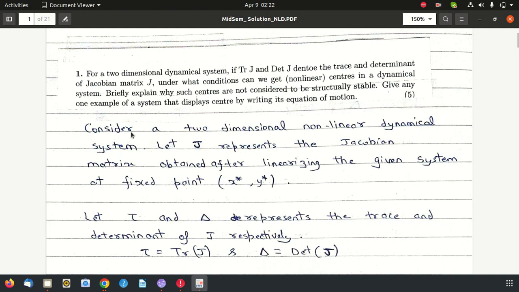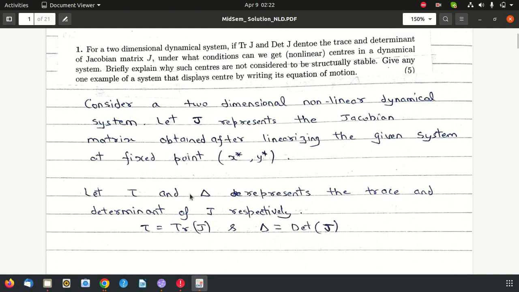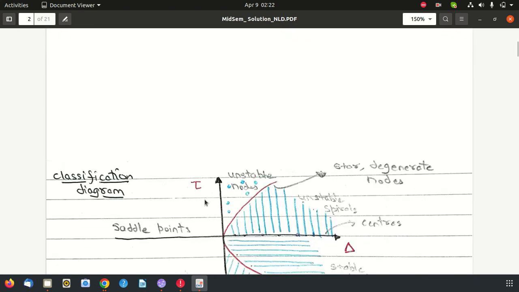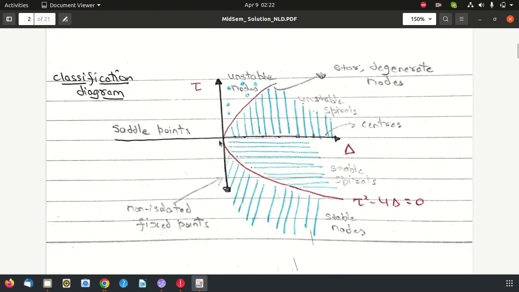So let's consider a two-dimensional nonlinear system. J represents the Jacobian matrix obtained after linearizing the given system at the fixed point x star, y star. Our tau and delta represent the trace and determinant. For centers, the condition we can see from the classification diagram. So this is our classification diagram.